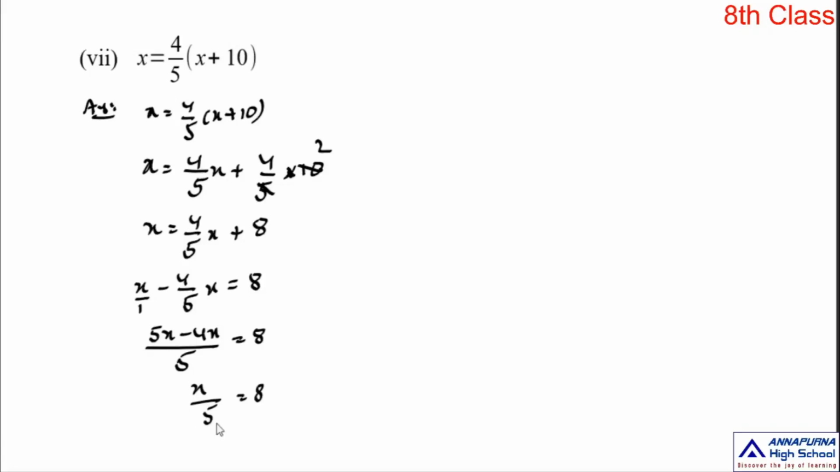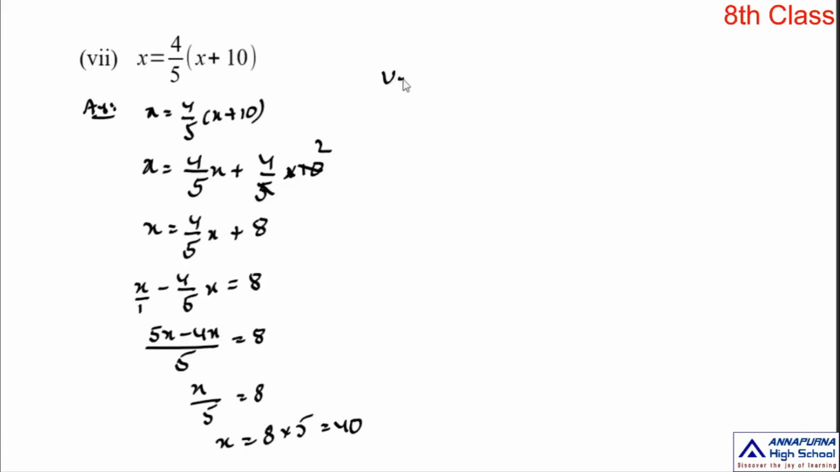So when you transpose this 5 to the right side, this division changes to multiplication. Here we are transposing the denominator of a p by q form. We are transposing a denominator. So here it divides the numerator, and when you transpose it to the other side, it multiplies the right side part. On the right side here we have 8. So 8 into 5, it is equal to 40. x is equal to 40 is the solution of this equation.